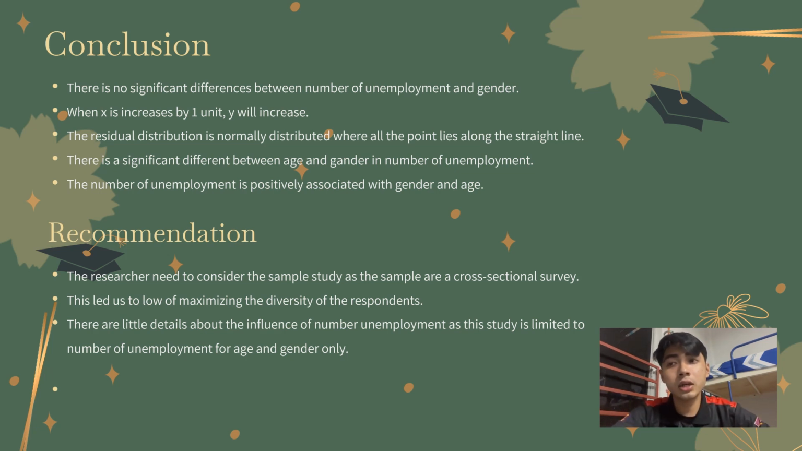Besides, there is a significant difference between age and gender in number of unemployment. It is because in the ANOVA table, the p-value is much smaller than the alpha value. So there is enough evidence that we can accept the H1. Thus, the number of unemployment is positively associated with gender and age.